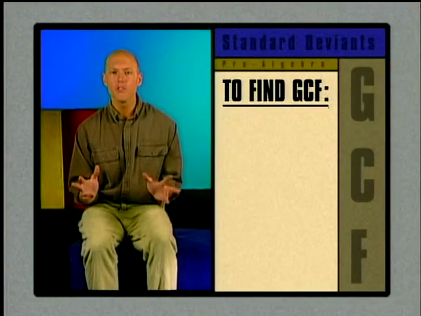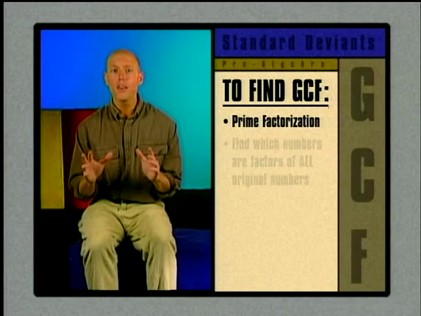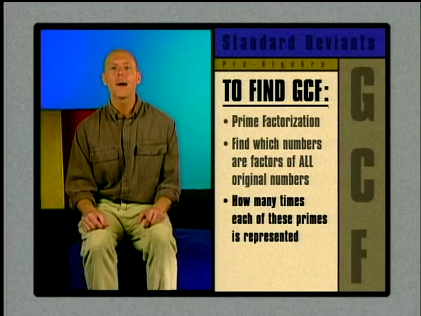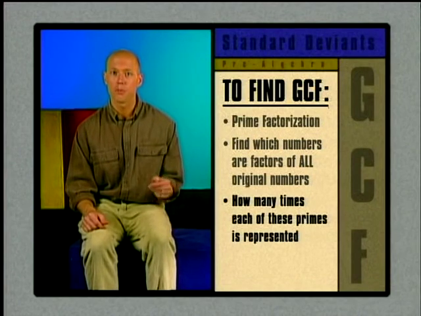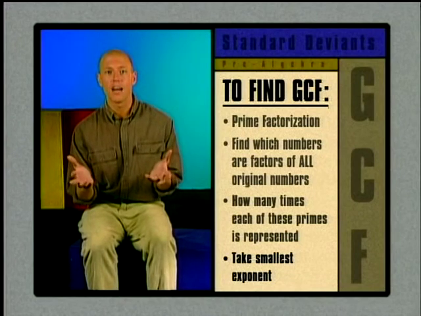So, when we're looking for the GCF, first we want to get the prime factorization of our numbers. Then figure out which prime numbers are factors of all our original numbers, and how many times each of those prime numbers is represented. Then, we take the smallest exponent, and we've got our GCF.